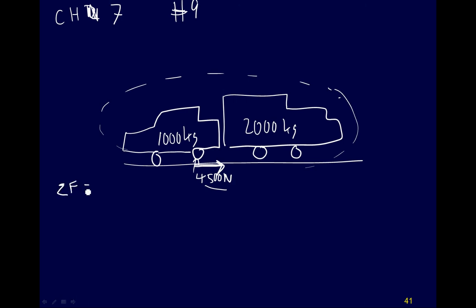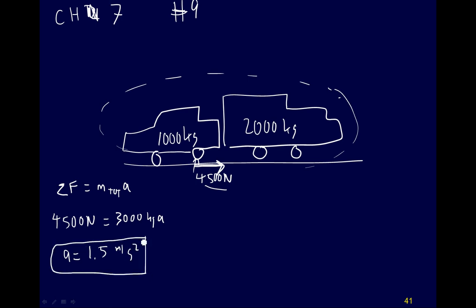So if I look at these two cars together and I do Newton's second law, the sum of the forces equals, now here it's going to be the total mass. We're looking at both objects together. So the force acting is the 4,500 newtons, and that's going to equal the mass of 3,000 kilograms times acceleration. If I solve for the acceleration, I should get that it's 1.5 meters per second squared. Now that acceleration goes for either one of our objects.